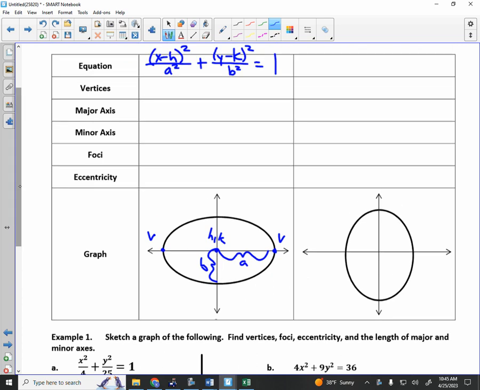So the vertices are those endpoints, and if it's a units away from the center, okay, is that going to change the x value or the y value of the center? For moving horizontally, it's going to change the x value, so h. So the vertices can be at h plus or minus a, and then k. So the k value doesn't change, but h does. You just add or subtract a to the h.